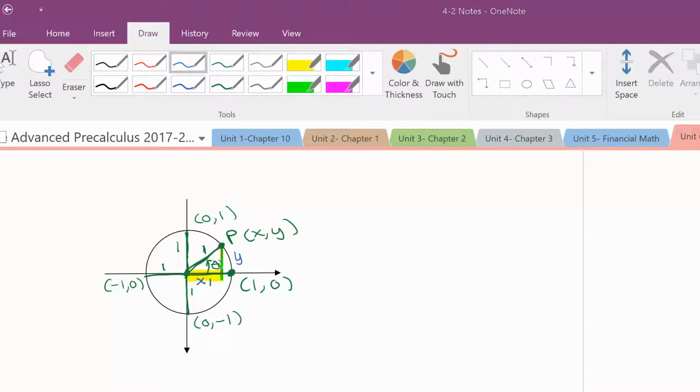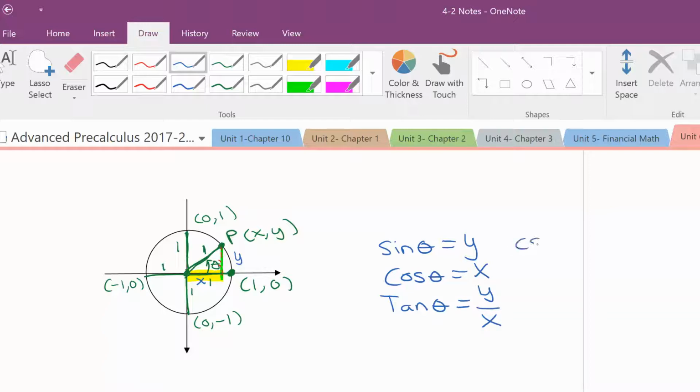So when you find the sine of theta, remember it's opposite over hypotenuse, so it's y over 1, which is y. Cosine theta is adjacent over hypotenuse, so it's x over 1, which is x. Tangent theta is opposite over adjacent, so it's y over x.